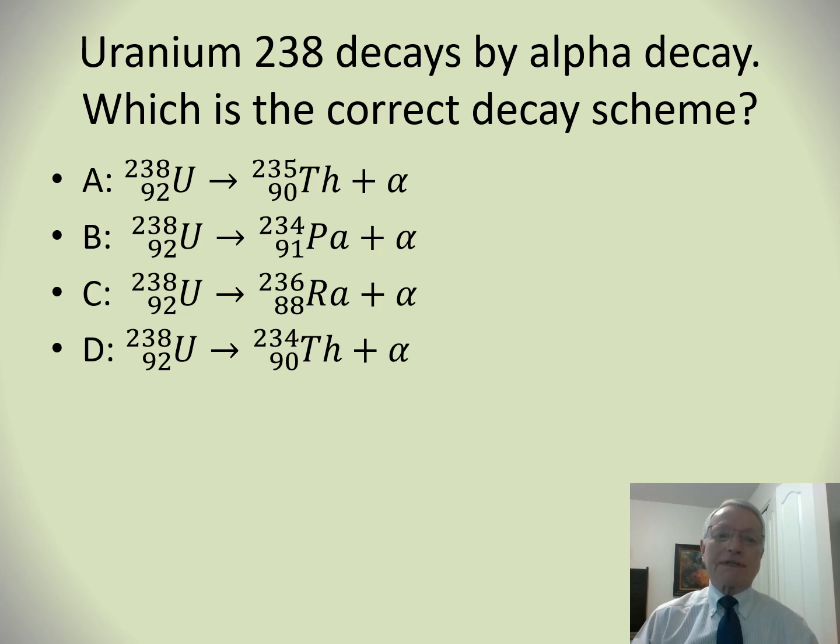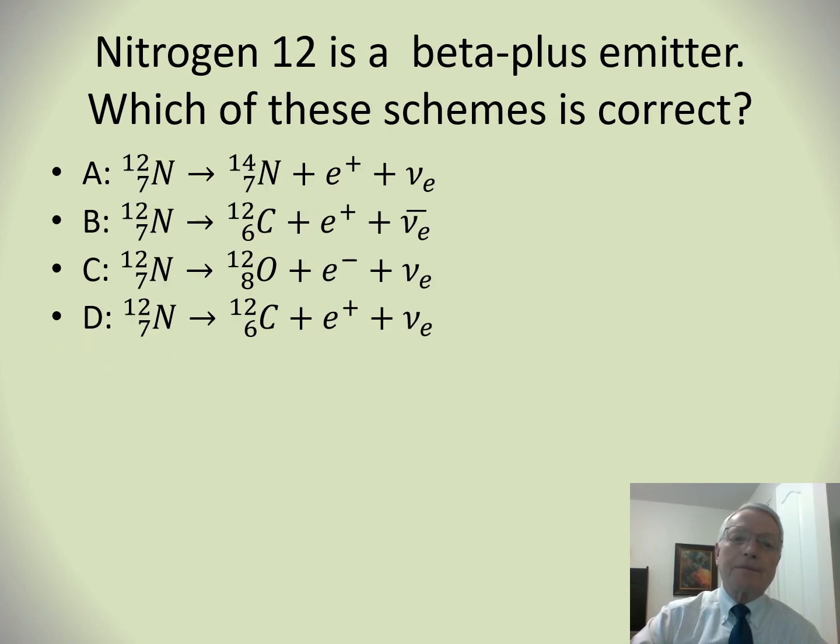Okay, let's do a little quiz here. Uranium-238 decays by alpha decay. Which one of these is the correct decay scheme? Let you think about that for a minute. 2, 3, 4. Okay, so an alpha particle is 4 atomic mass units and 2 units of charge. So you want to see 238 go down to 234, and the 92 go down to 90, and so that's D down there at the bottom.